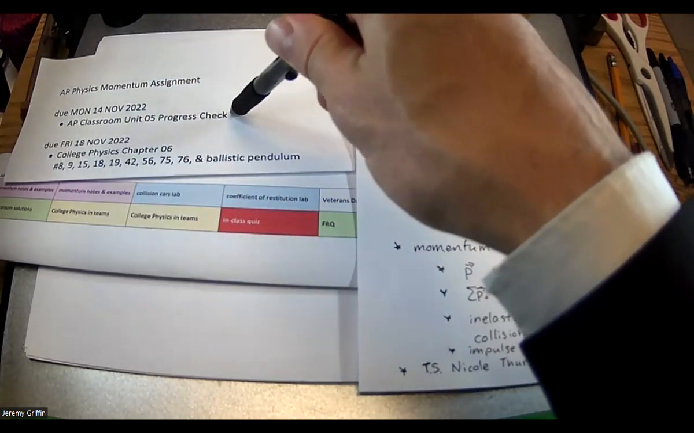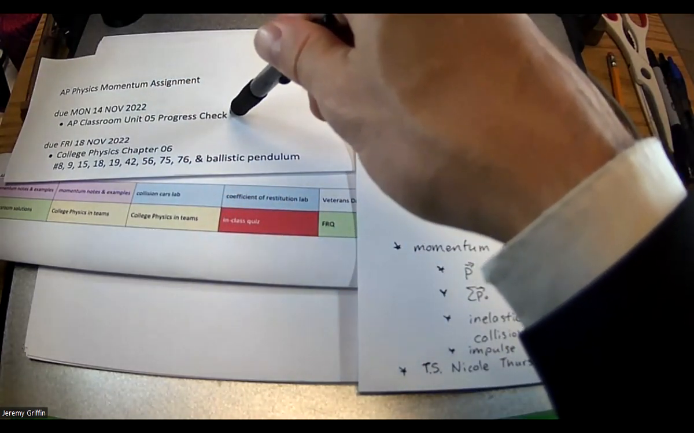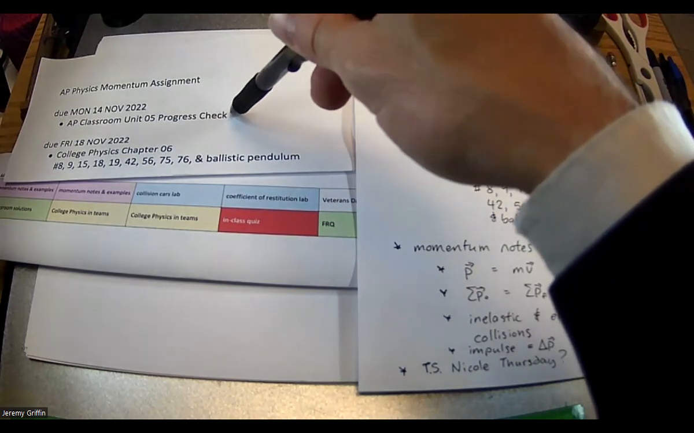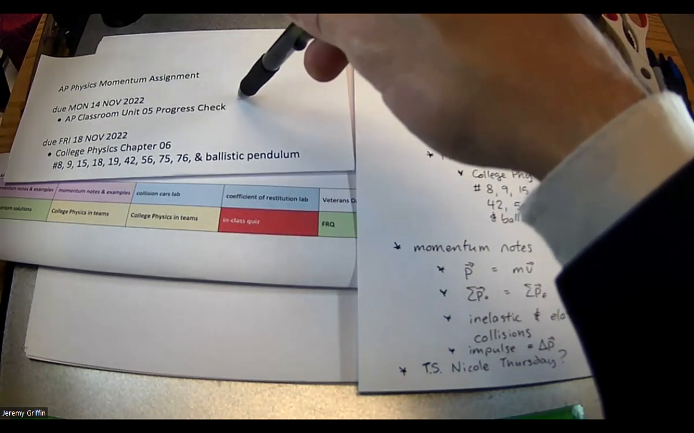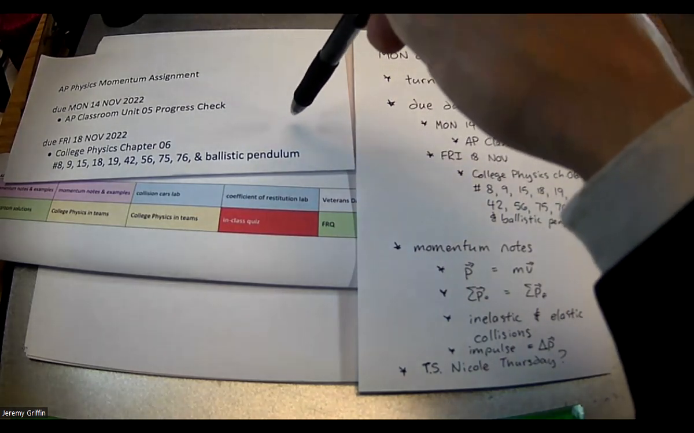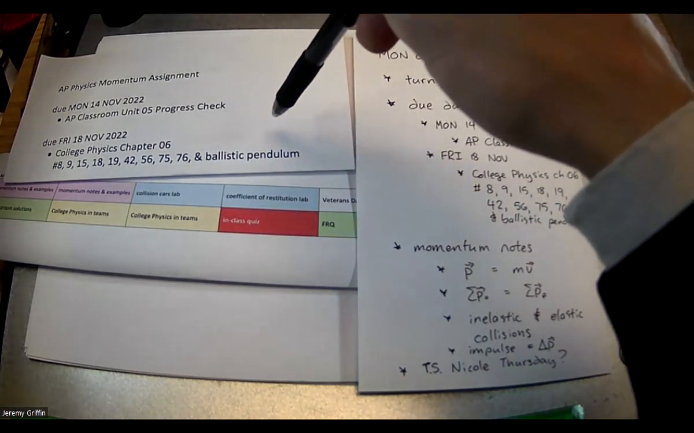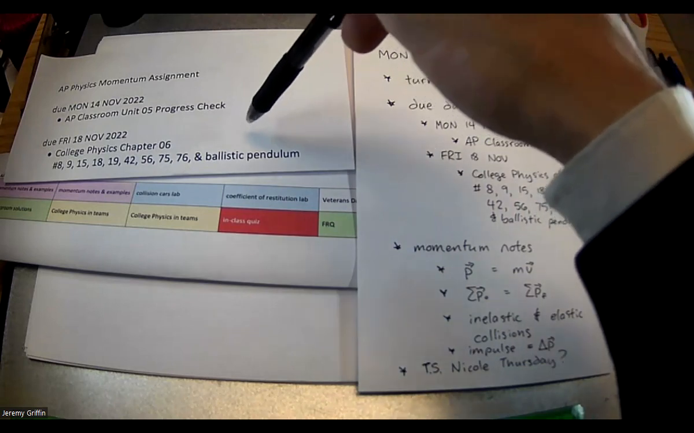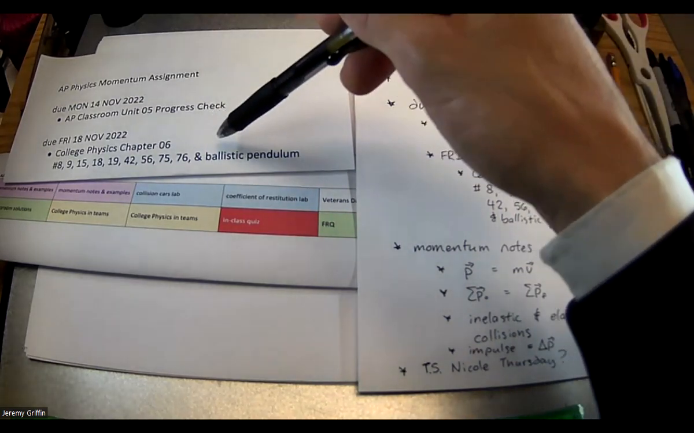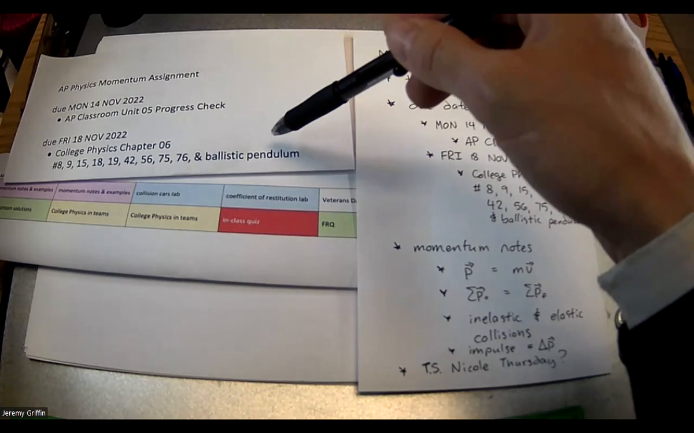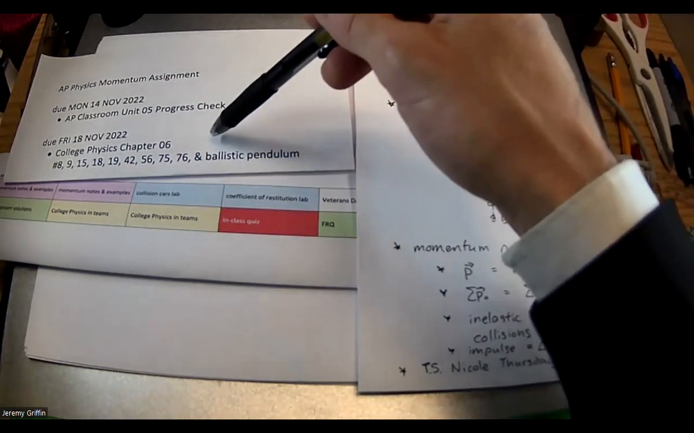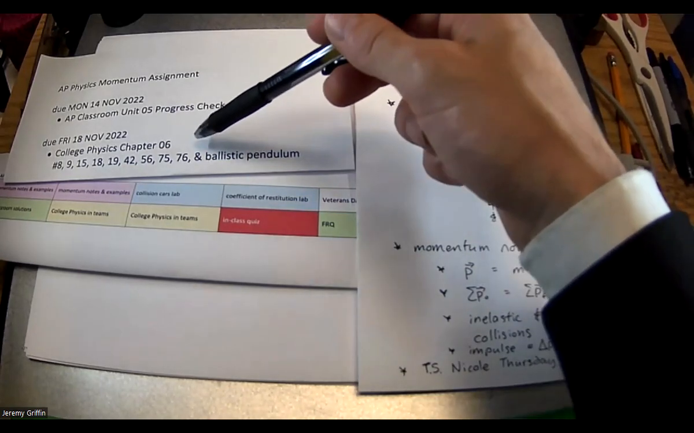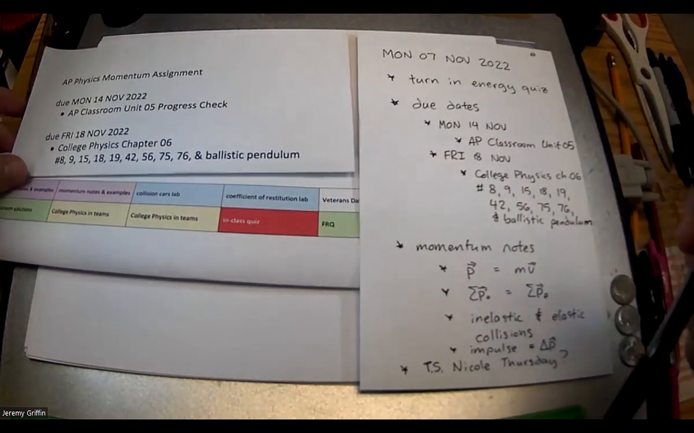So I opened the next progress check over last weekend. It's due one week from now, so when you come back in on Monday, we'll go over the solutions to that. I have posted college physics problems to Google Classroom. The printer had some technical problems over the weekend, so I did get you one printed page anyway, but the rest will print out real soon. But it is on Google Classroom if you want to see the college physics problems.